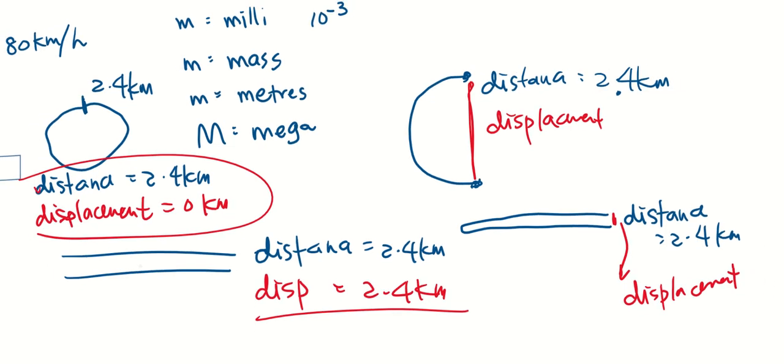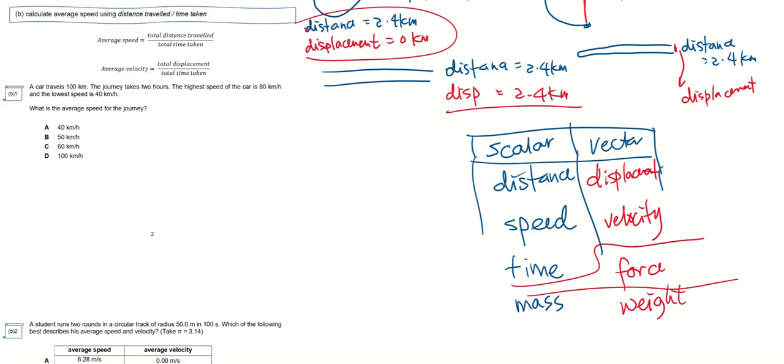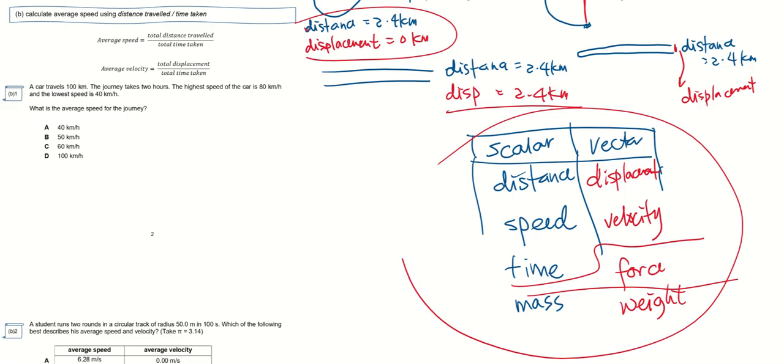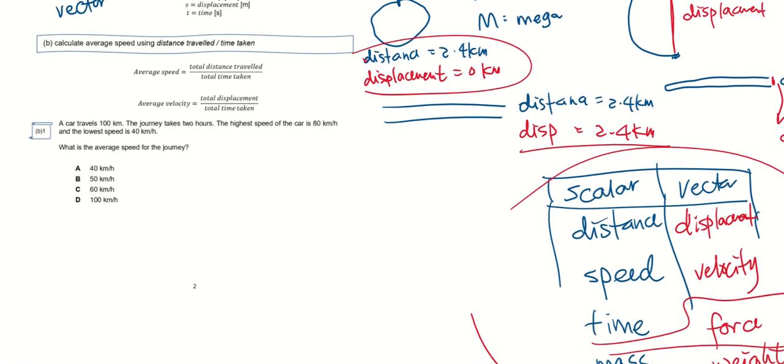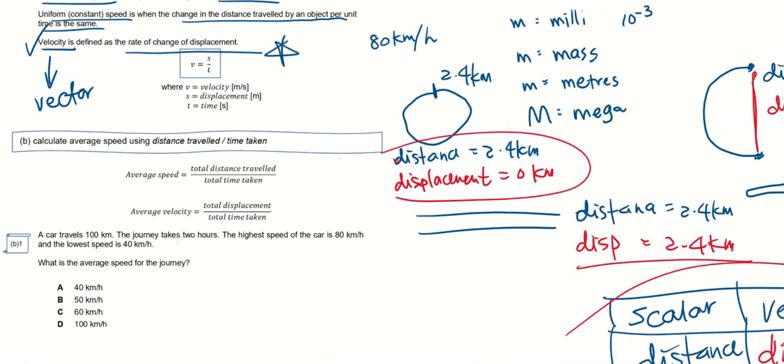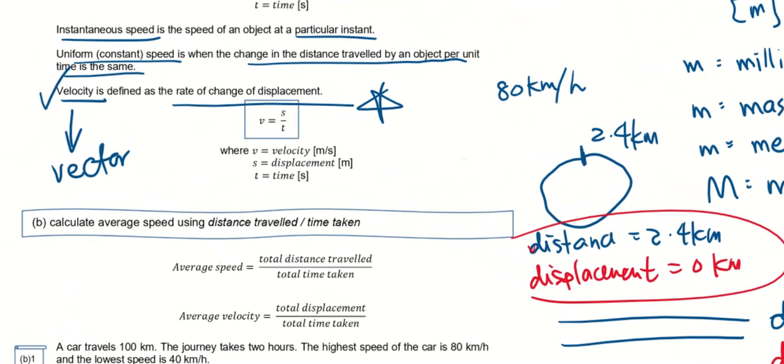Because what is speed and velocity? You need to know the difference between scalar and vector, and these are some examples. Then we come back to this formula. Velocity is defined as a rate of displacement. So your velocity formula is the same as for speed, but instead of using distance, you have to use displacement.